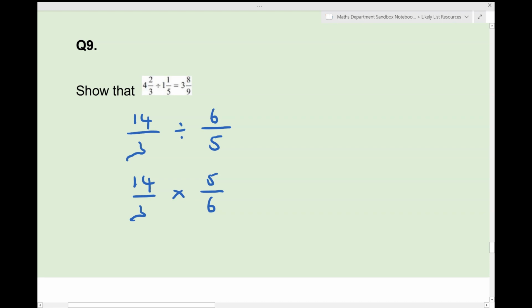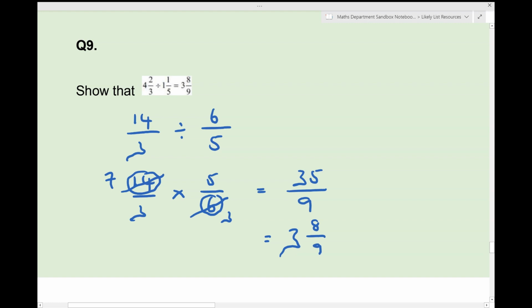Look for cancelling. 5 and 3. Look at this. 6 and 14. They have a common factor because 2 goes into both of those. 2 goes into 6 3 times. 2 goes into 14 7 times. Top times top. 7 5s are 35. Bottom times bottom. 3 3s are 9. 35 ninths. How many 9s in 35? Well, 3 9s are 27, which would leave me with 8 ninths. Now let's check the question. Show that the calculation on the left equals 3 and 8 ninths. We've done that. And that is the end of question 9.